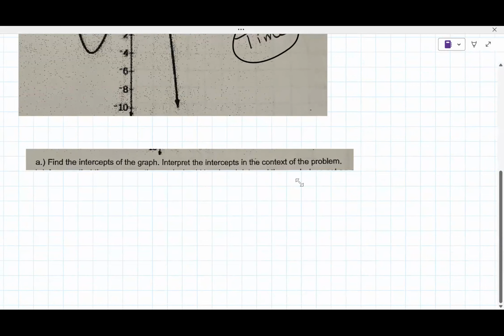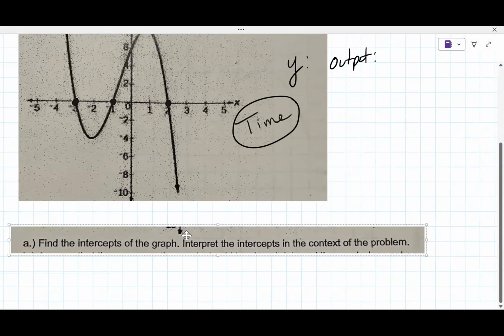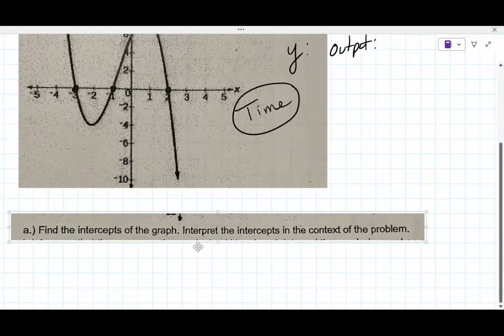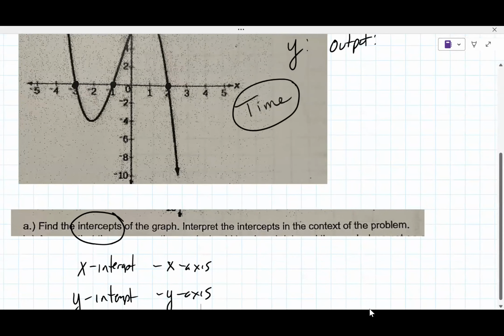Go ahead and read this out loud for me, please. Find intercepts of the graph. Interpret the intercepts in the context of the problem. So intercepts, what does that mean? The intercepts are the y and the x values. So there's the x-intercept, where it crosses the x-axis, and the y-intercept, where it crosses the y-axis. Let's go back and look here.